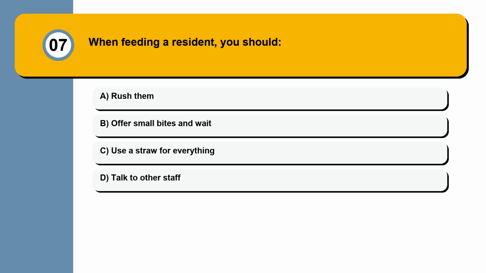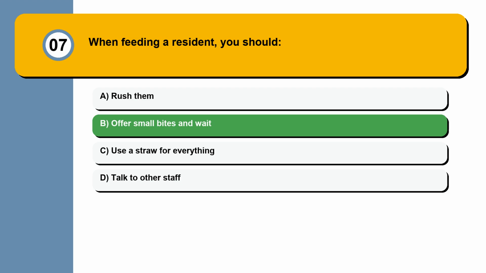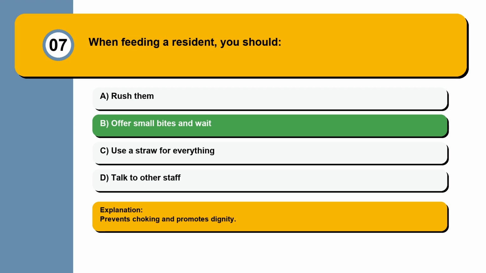Question 7. When feeding a resident, you should rush them. Offer small bites and wait. Use a straw for everything. Talk to other staff. Prevents choking and promotes dignity.